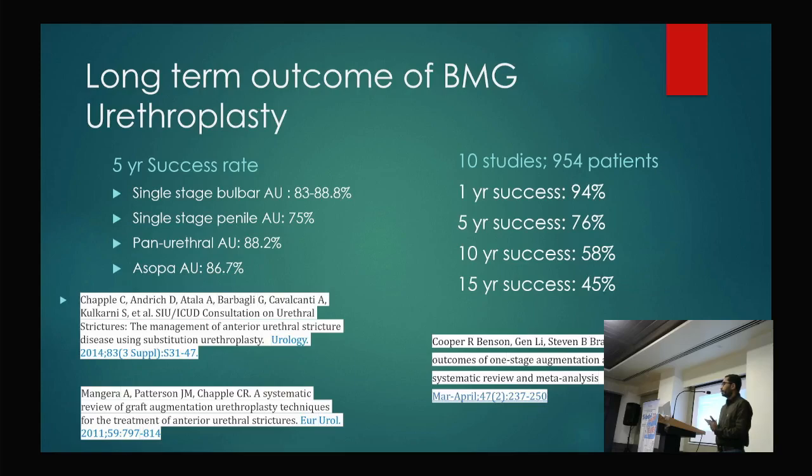But now a good meta-analysis and systematic review has come up in 2021, which studied 10 studies over 90-50 patients. They suggest that as the duration increases, the success rate of BMG urethroplasty goes down. At 10 years the success is only 58%, and at 15 years it is 45%. So it is very important to counsel the patient about long-term consequences and prognosis while performing urethroplasty.